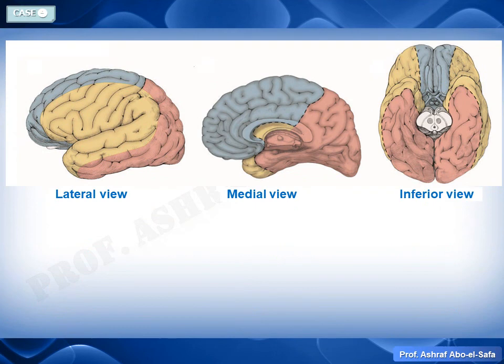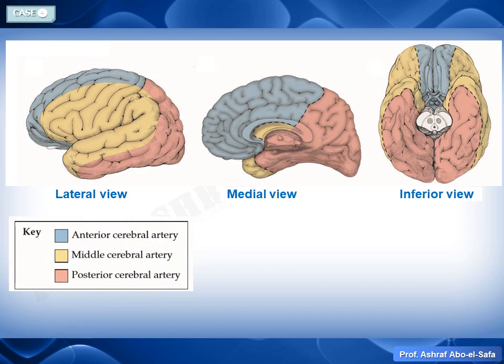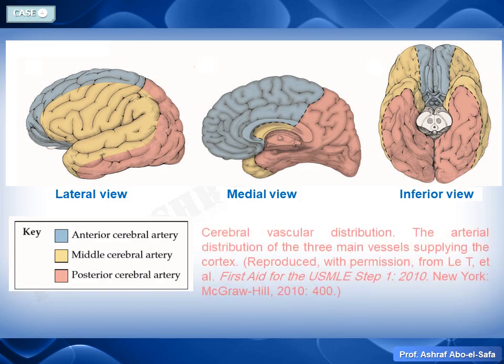Here, this illustration shows the lateral view, medial view, and inferior view of the brain. The anterior cerebral artery supplies these areas in light blue, the middle cerebral artery in yellow, and the posterior cerebral artery in light red.